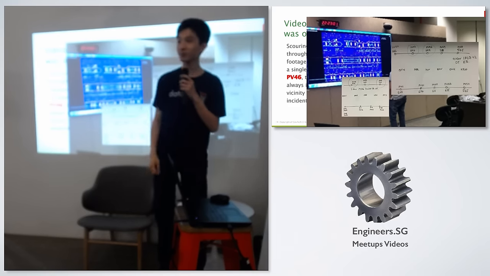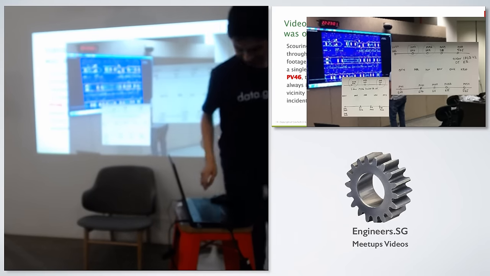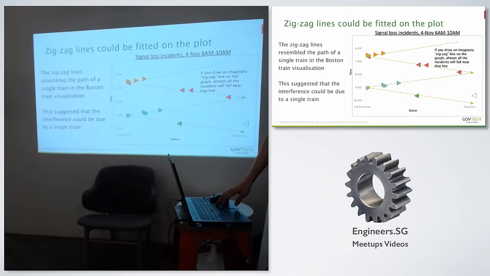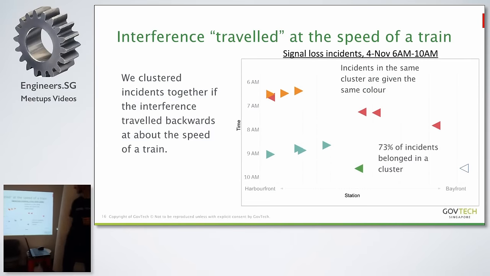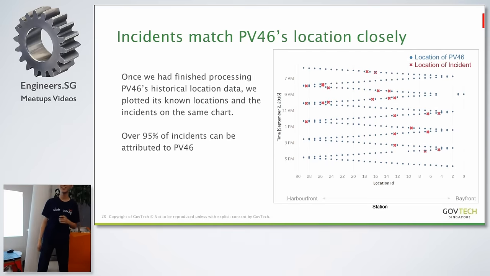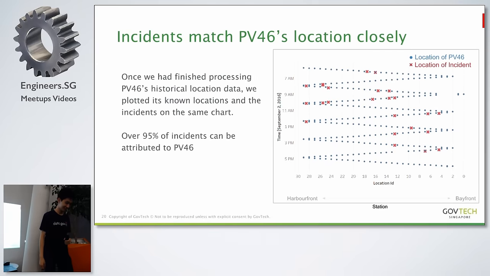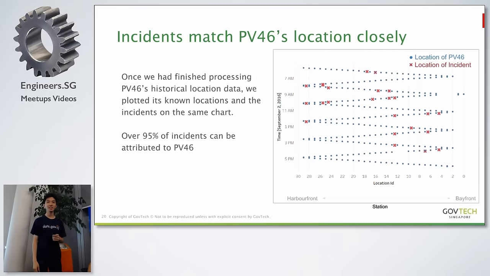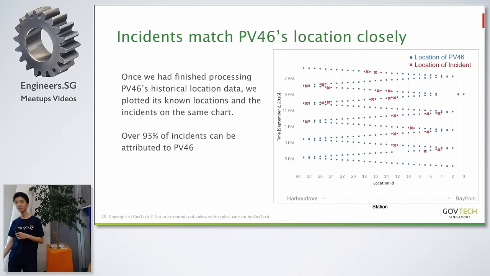But then could we go to the last slide as well? The one with the pattern. Even though we had to resort to this really crude method of looking at videos, we finally did have a chance to look at the actual train operation records, the ones that show the trains actually arriving at stations. So this is the plot of the actual location of ET46, and you can see that it coincides almost perfectly with the breakdown incidents.